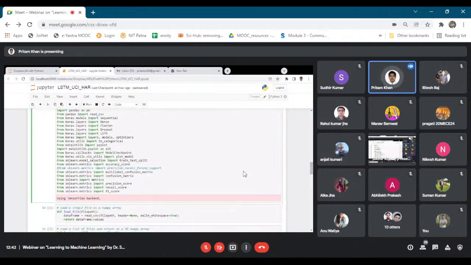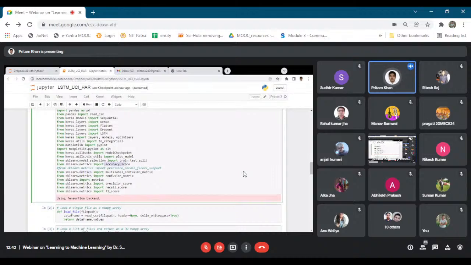Similarly, there is another library called sklearn. So sklearn is actually scikit-learn. From there we basically import the metrics, as I discussed, that we need to see the model accuracy, right? So the accuracy score.